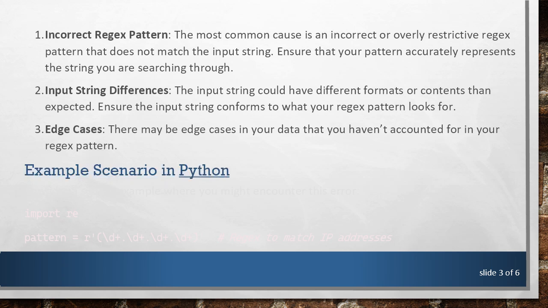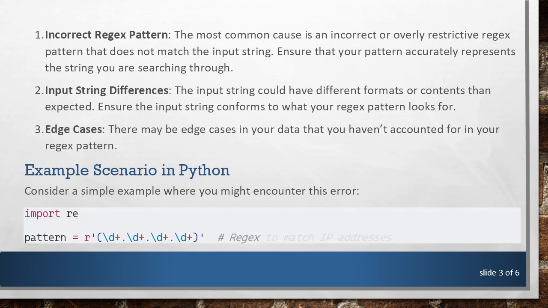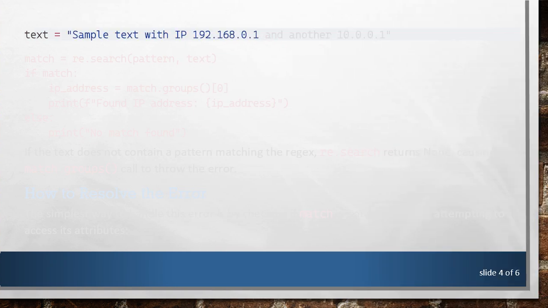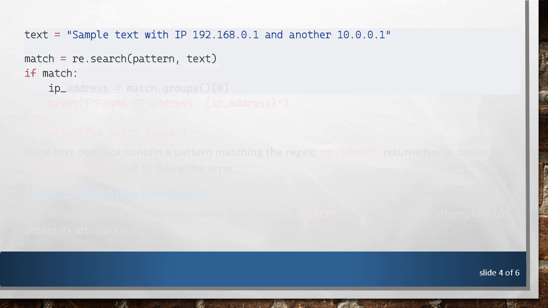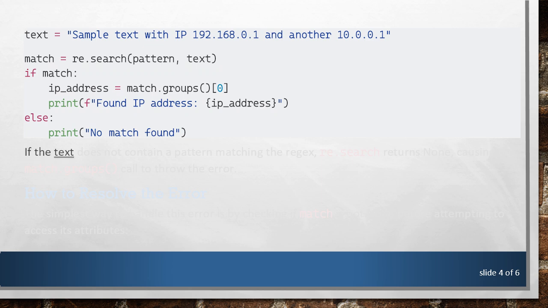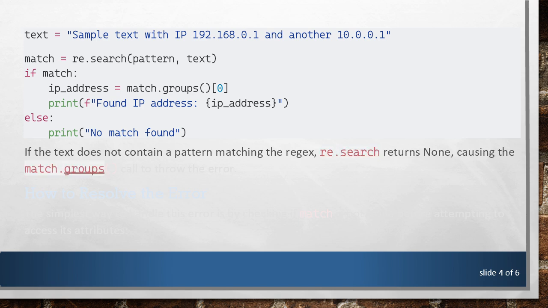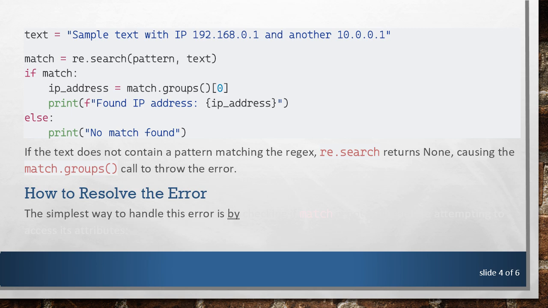Example scenario in Python. Consider a simple example where you might encounter this error. If the text does not contain a pattern matching the regex, re.search returns None, causing the match.groups call to throw the error. How to resolve the error? The simplest way to handle this error is by checking if match is not None before attempting to access its attributes.